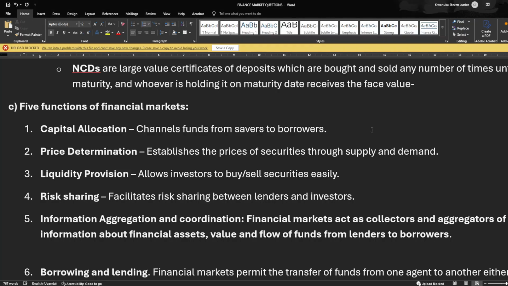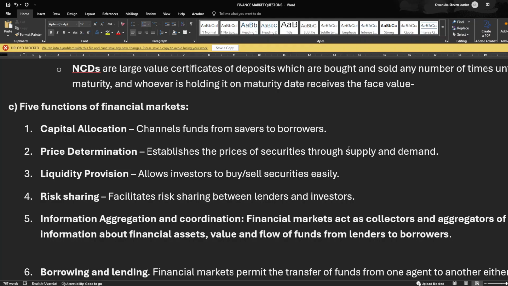Then we have price, risk sharing, which facilitates risk sharing between lenders and investors. We've said liquidity provision allows investors to buy and sell securities easily. Another one is information aggregation and coordination.